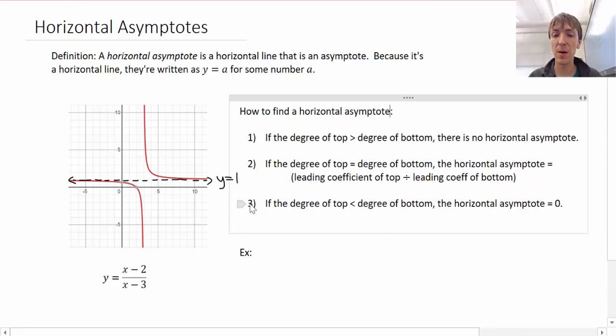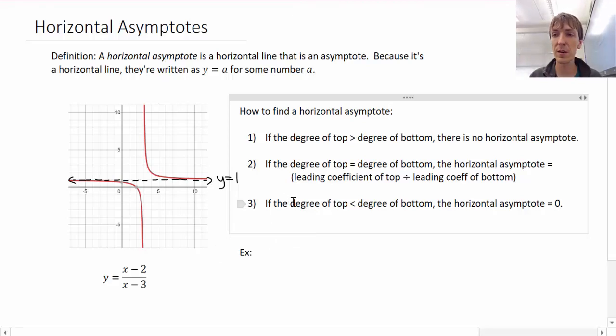Lastly, if the degree of the top is less than the degree of the bottom, then the horizontal asymptote is automatically 0. One way you can think about that is that the denominator is getting much bigger than the numerator. And when you take a number and divide by something much bigger than it, you get something pretty close to 0. So that's the way we'll think about these things. And we'll talk more in class about how you can make sense of why this criterion is correct, because I think it is something you want to feel is right. You don't want to just treat this as purely a formula.